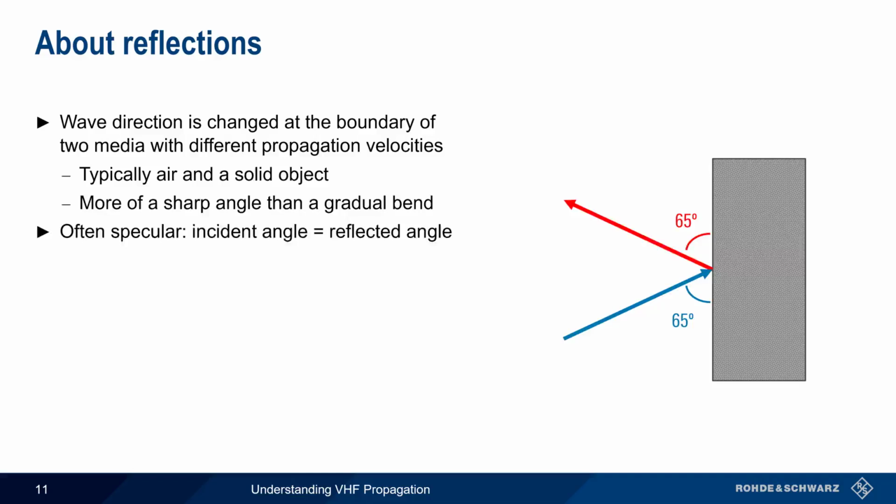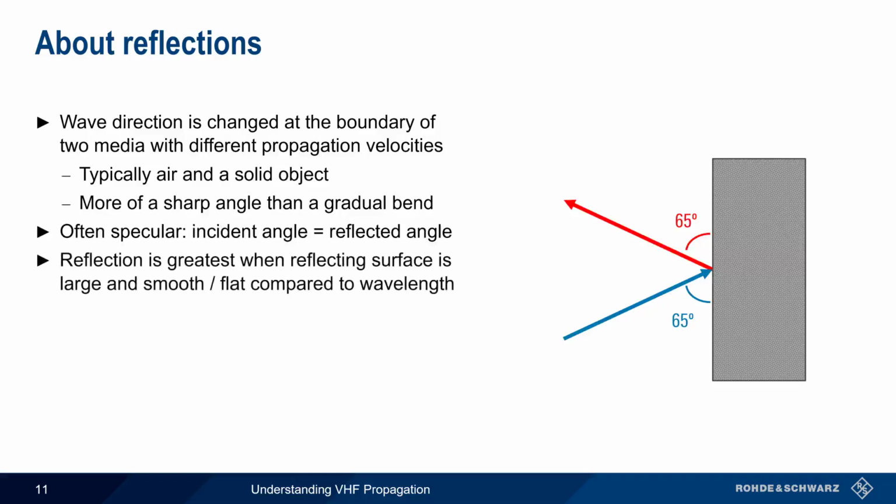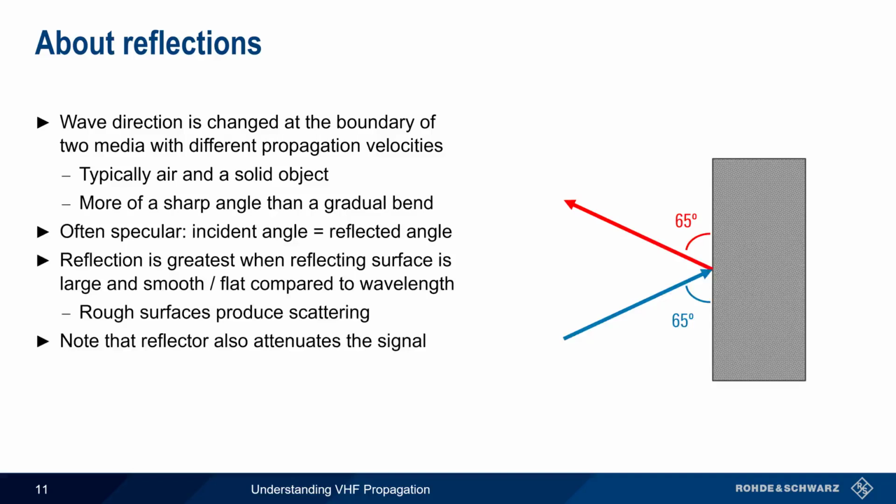Radio frequency reflection is similar to optical reflection in that reflection is greatest when the reflector is large and smooth or flat compared to its wavelength. A rough surface produces more scattering than reflection, something we'll come back to in a few minutes. Note too that reflection is not lossless. Even the best reflectors absorb some of the incident signal.